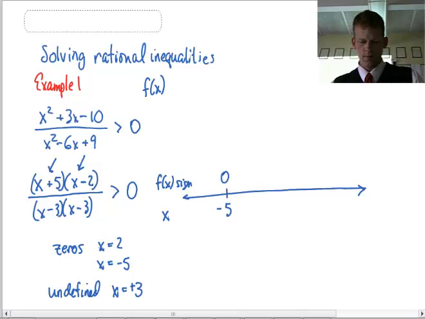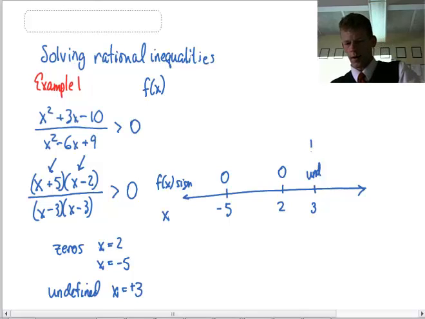On the bottom, I'm going to write x, so that for values that appear underneath, like at negative 5, I'm going to put a 0, because the function value is 0 at negative 5. The next value will be at 2. I'm going to put 0 because that's another 0. But at 3, I'm going to put UND for undefined.